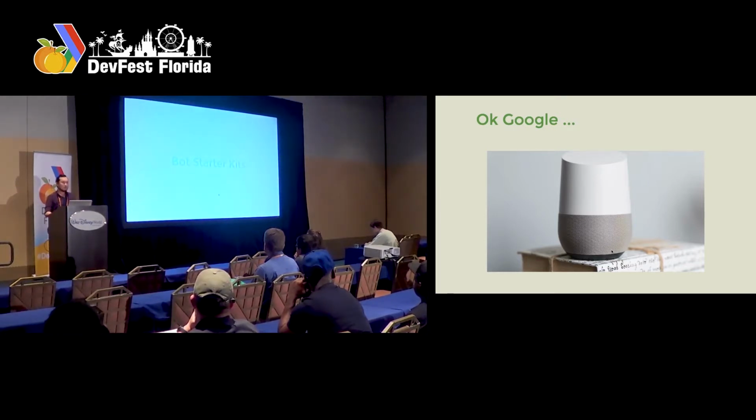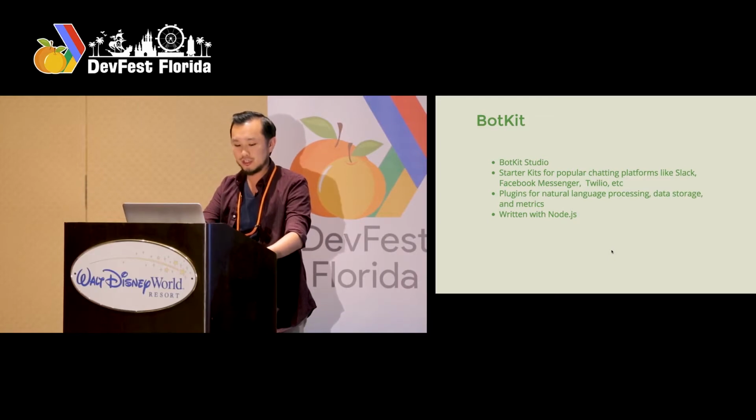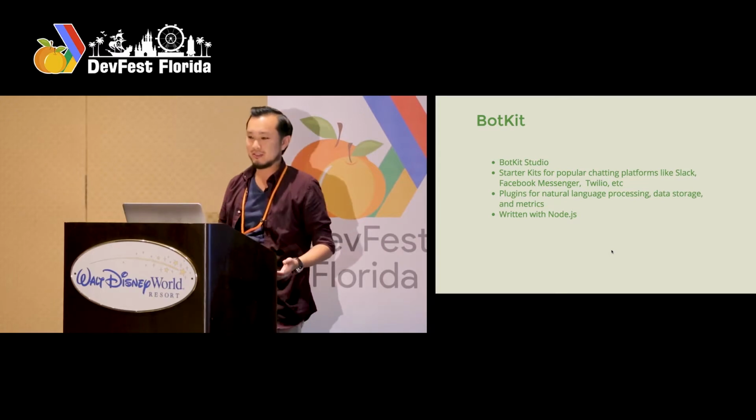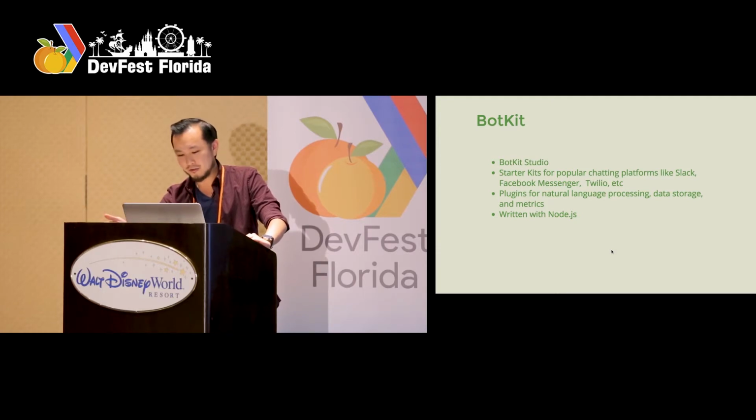So we've gone over what chatbots are, the different types, and some examples. In this section, we're going to talk about great places to start building chatbots. First up is BotKit, which is open source. It has an IDE called BotKit Studio. It hooks into many chatting platforms like Slack, Facebook Messenger, Twilio, Microsoft Teams, Cisco Spark, things like that. It has support for natural language processing, data storage, and analytics. And it's written with Node.js.